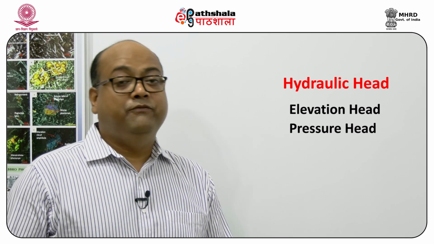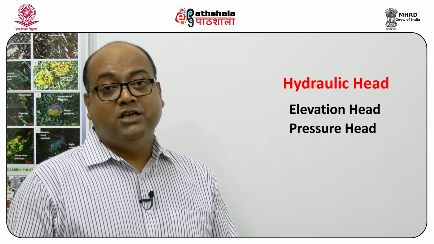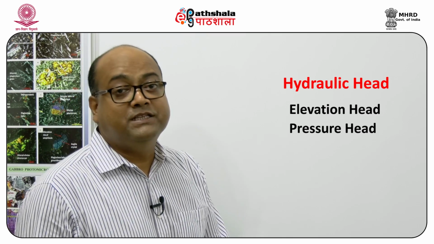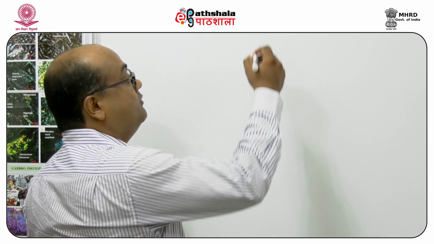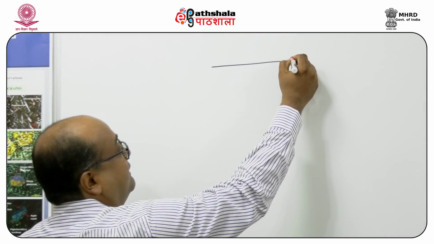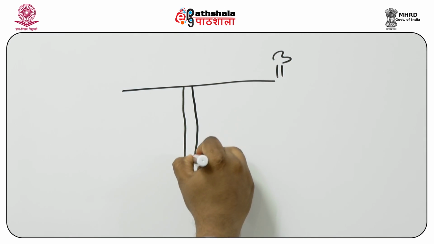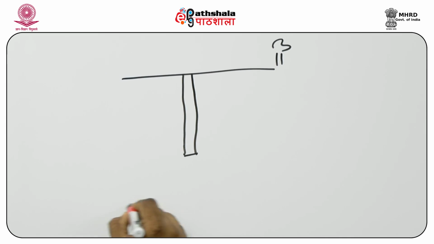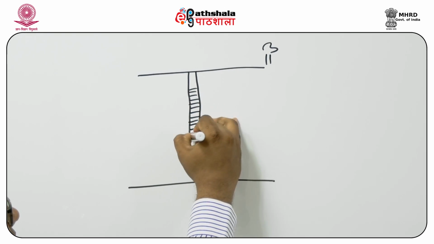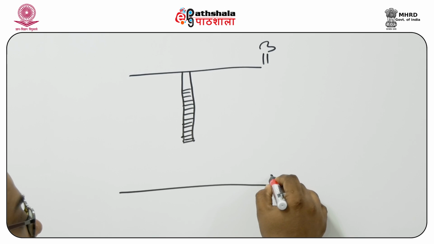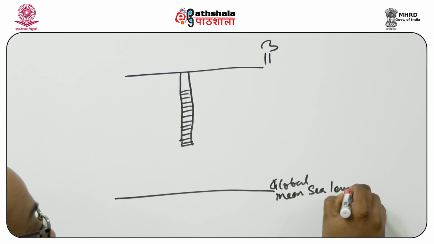But in the field, when we go to make measurements of hydraulic head, which is a very common practice, what we look at, if we can very simplistically draw a diagram of a well or a groundwater well, is this: if this is my surface or the earth surface and this is a well which has been drilled, and here this is the level at which water stands in the well. This is my datum, which is the global mean sea level.